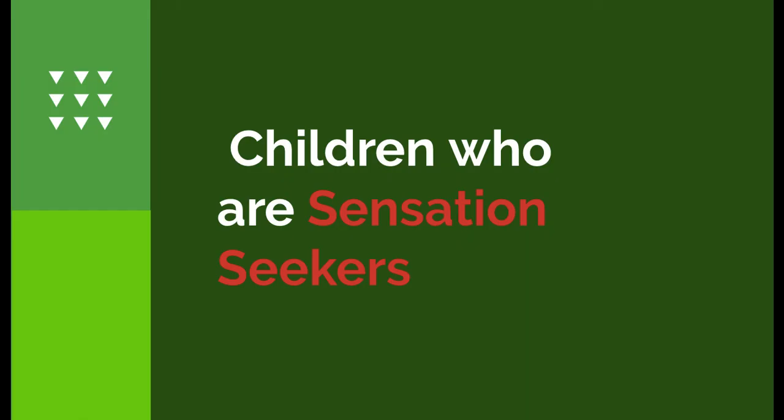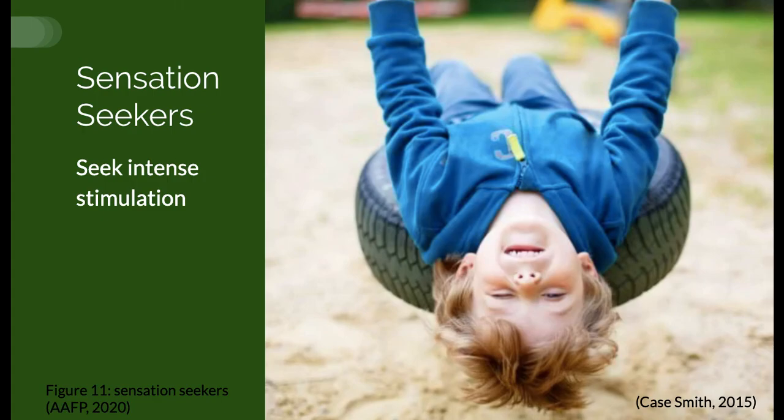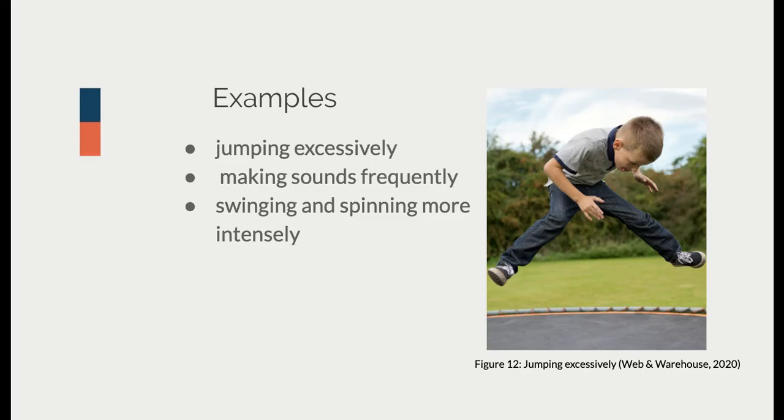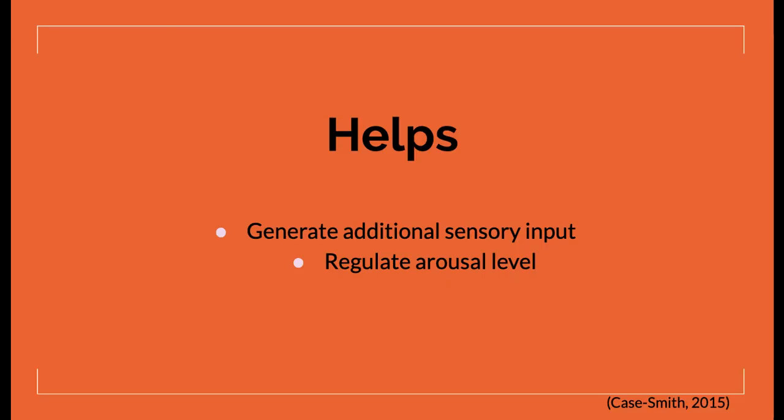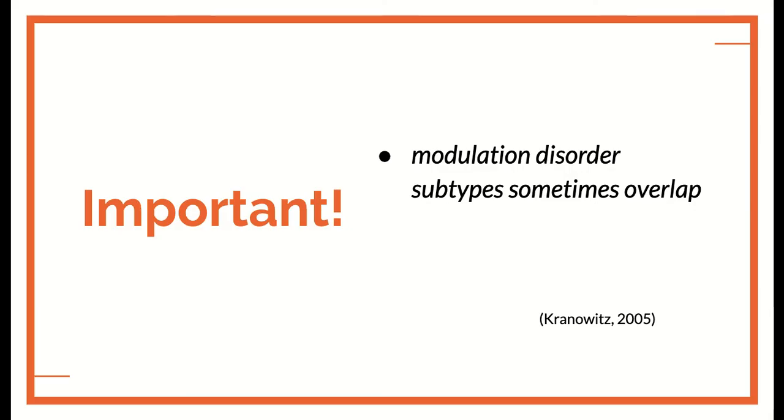For children known as sensation seekers, they seek intense stimulation in particular sensory modalities. Examples include jumping excessively, making sounds frequently, swinging and spinning more intensely compared to most of their peers. This is done to help generate additional sensory input and help them regulate their arousal level to either calm down or become more awake.